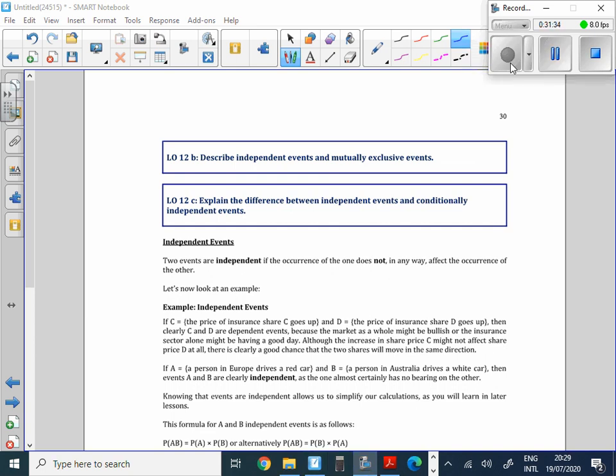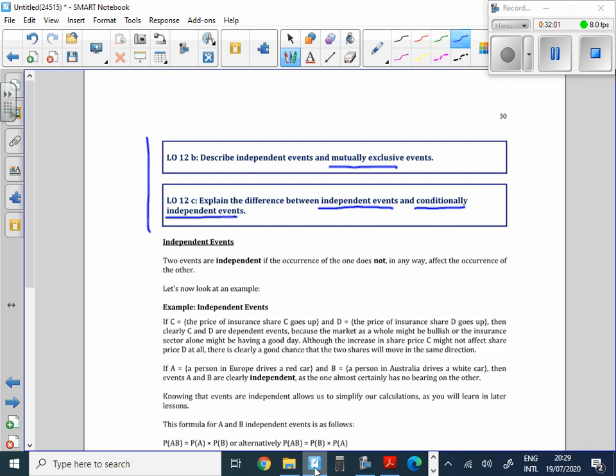Learning objective 12b: describe independent events and mutually exclusive events. Well, we've dealt quite a bit with mutually exclusive already. We're going to take a look at independent events, and the difference between independent events and conditionally independent events. And it's very important, guys, as we move forward, not to get bogged down by the definitions, but rather to understand what the definitions are saying to us.